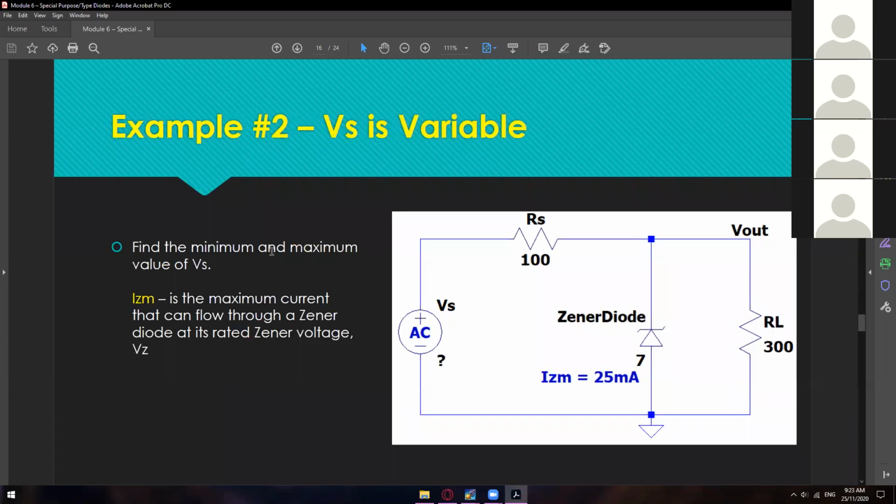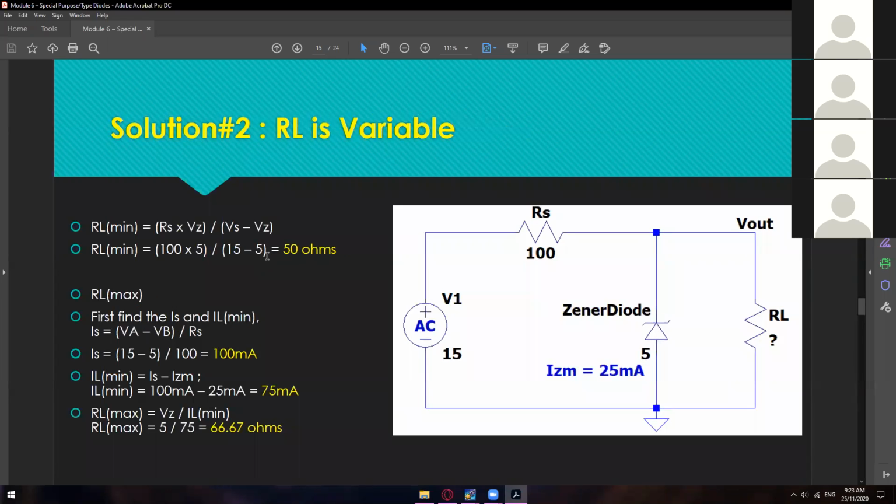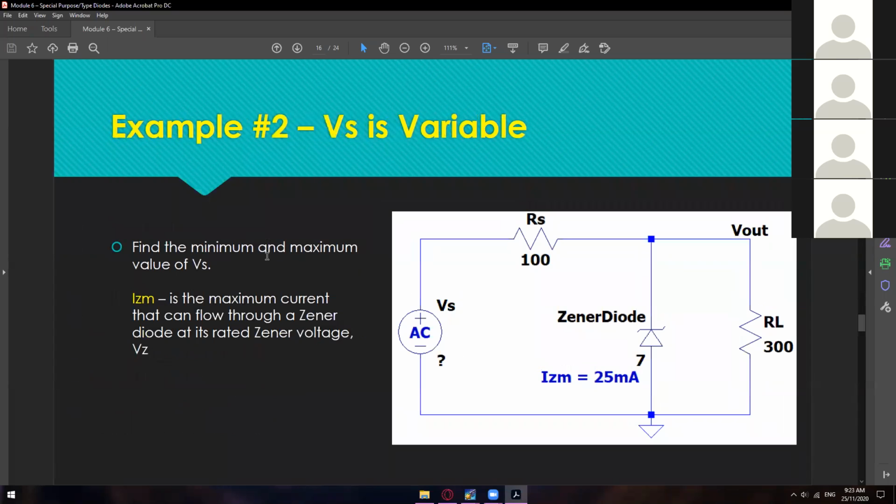So let's move on with our, oops. Oh no. This one should be example number 3. So let me write this one down. Slide 16.